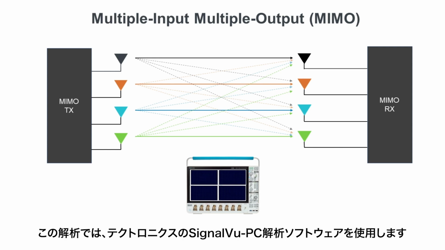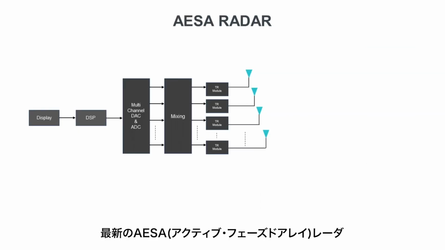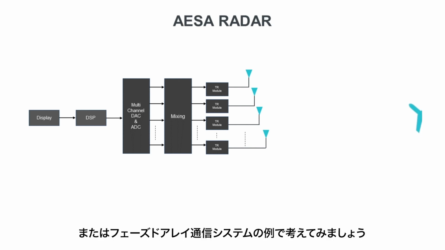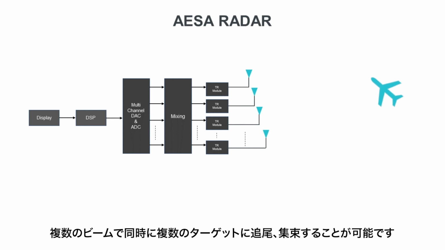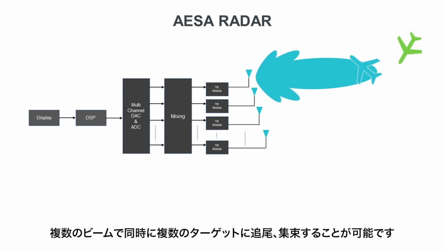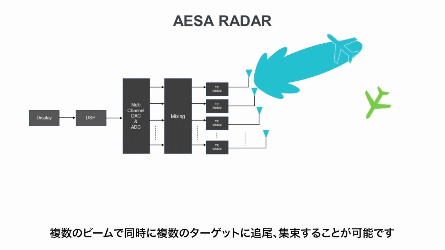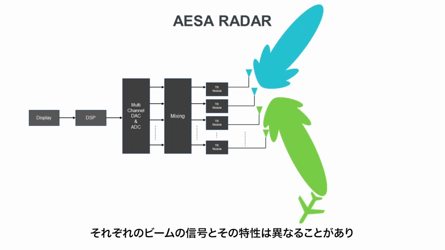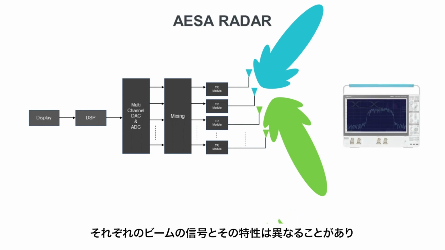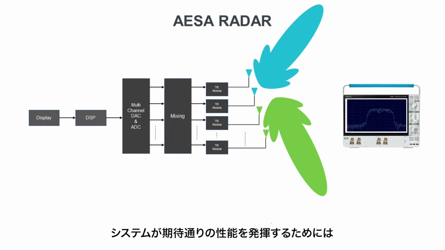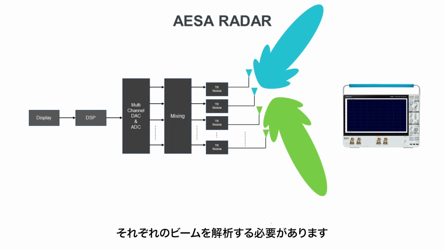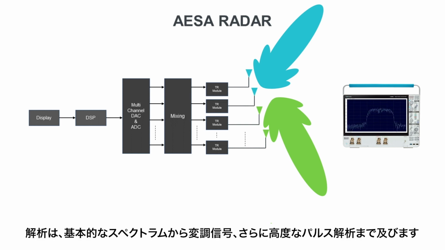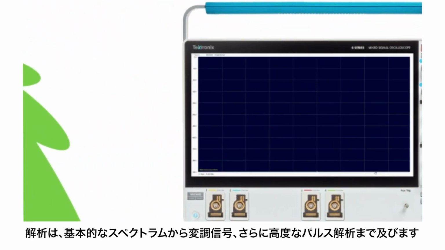Let's begin. Let's consider a scenario involving a modern AESA radar or phased array communication system. Modern AESA radars can have multiple beams, tracking or focusing on multiple targets simultaneously. The signal and its characteristics for each of these beams can be different. When operating in these complex multi-beam modes, each beam needs to be analyzed to ensure the system performs as expected. The analysis can range from basic spectrum to modulation to advanced pulse analysis.